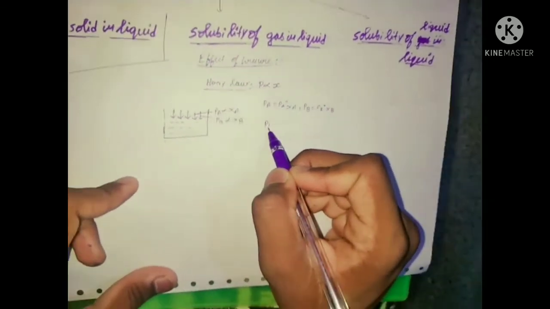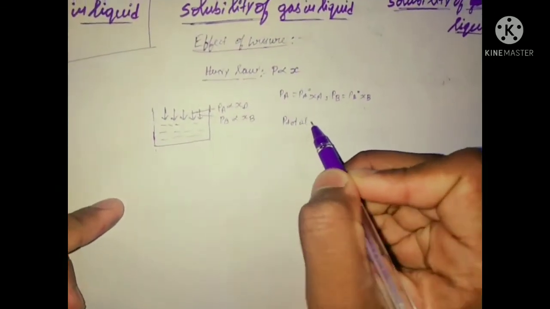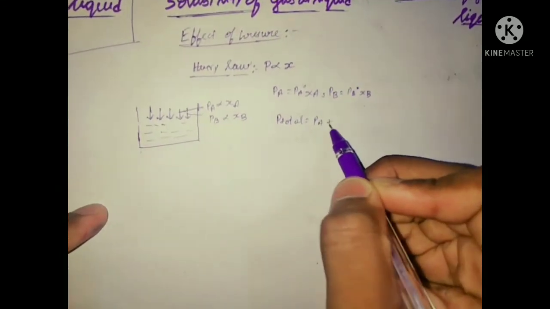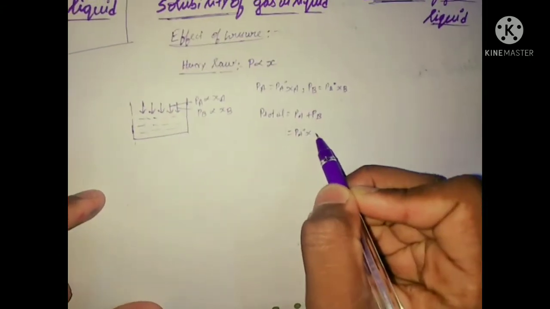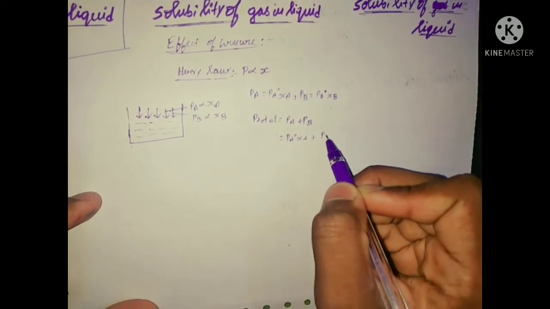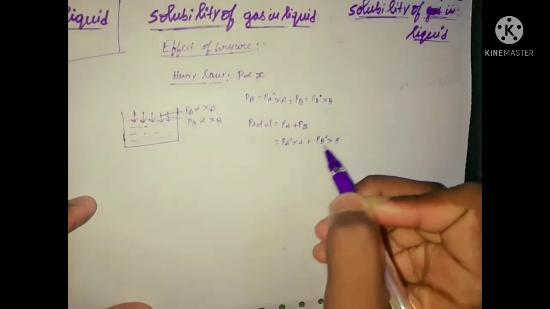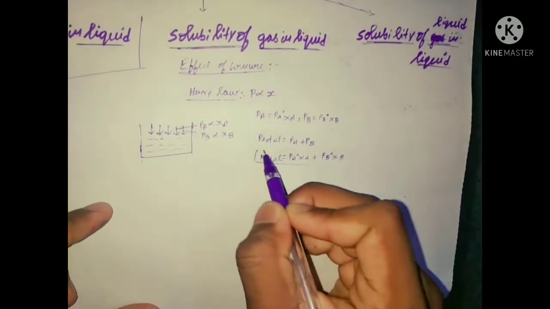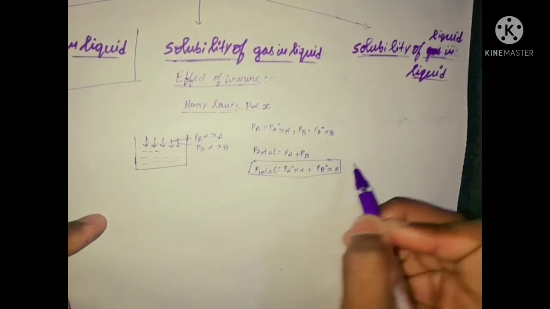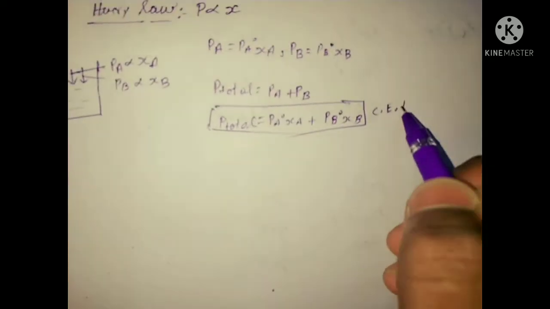Then we can do P total, which is PA plus PB, that is PA naught XA plus PB naught XB. It is nothing but P total. It's a very important formula for your CET purpose. Keep it in your mind.